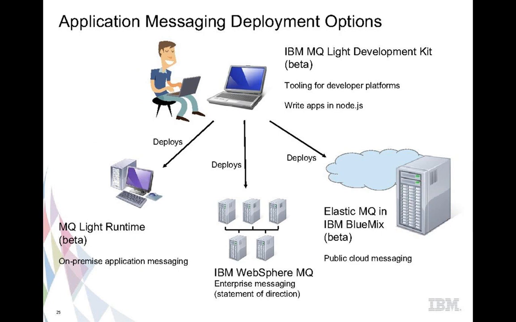And the statement of direction is also to offer deployment with IBM WebSphere MQ. So as I said, this is a statement of direction which we will be looking forward to. But at the moment, we have two main options. One is the MQLite runtime, which is on-premise, and then there is IBM Bluemix, via the Elastic MQ service on the cloud.